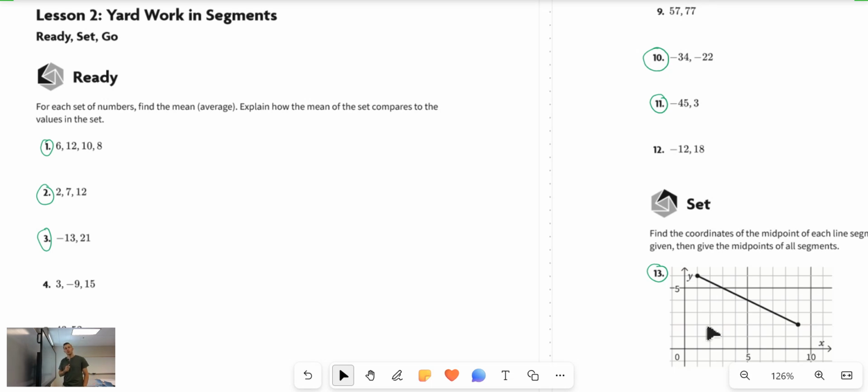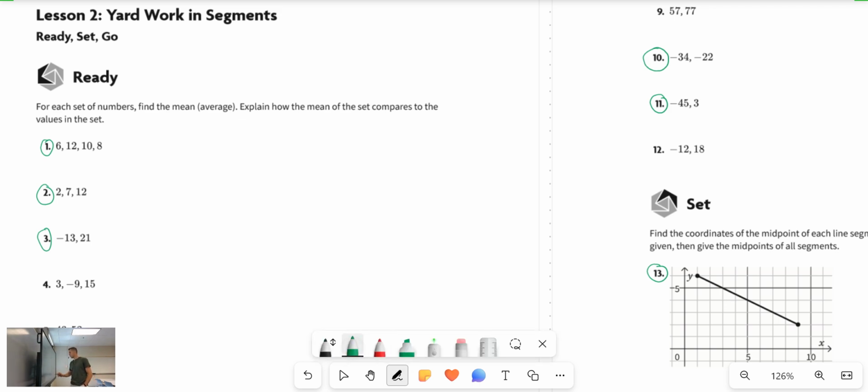Welcome to the homework help for Unit 8, Lesson 2, Yard Work in Segments. We're going to get started with number 1 on the Ready. For each set of numbers, find the mean, or average. Explain how the mean of the set compares to the values in the set.